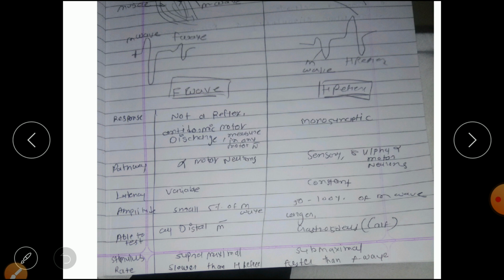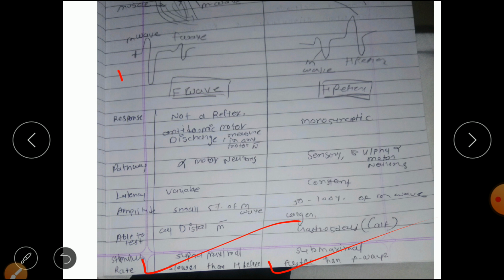The stimulus is supramaximal in F wave and submaximal in H reflex. That means in F wave, when you apply a supramaximal stimulus, the F wave is present, but in H reflex, when you apply a submaximal stimulus, the H reflex comes. So the supramaximal stimulus is absent in H reflex and the submaximal is absent in F wave. The F wave is slower than the H reflex, and the H reflex is faster than the F wave. So these are some differences.